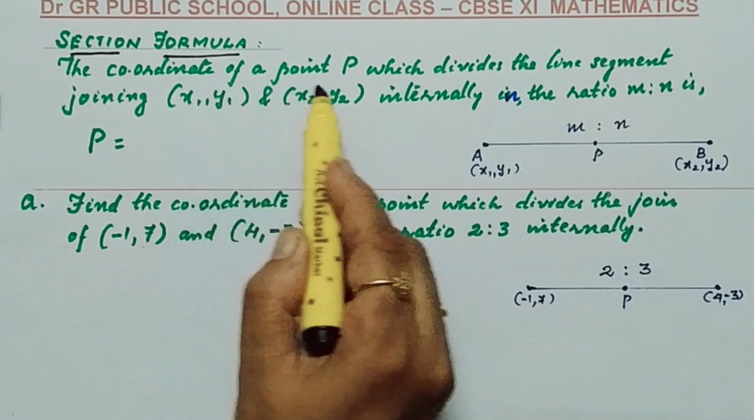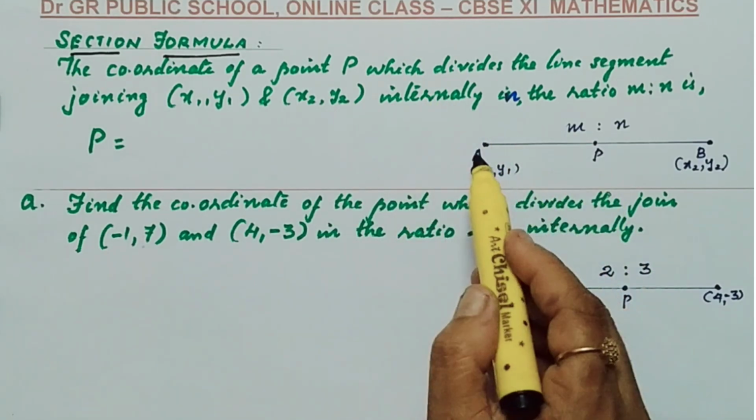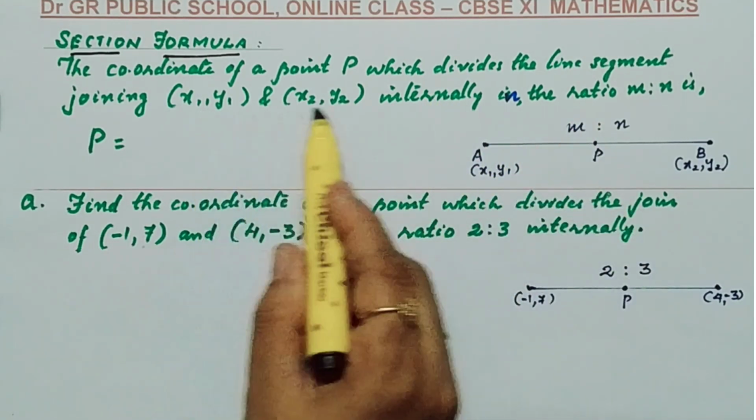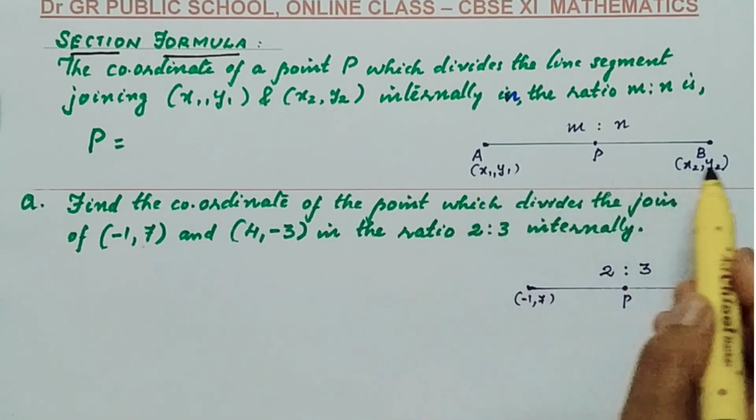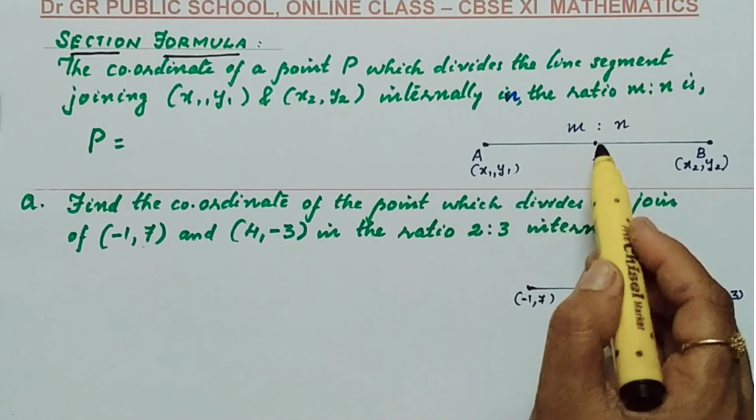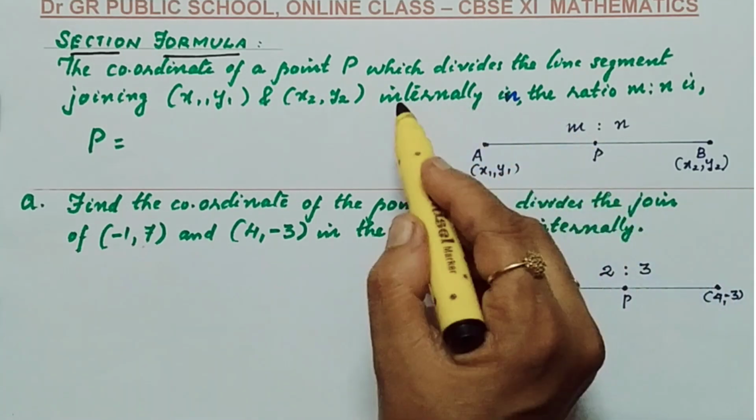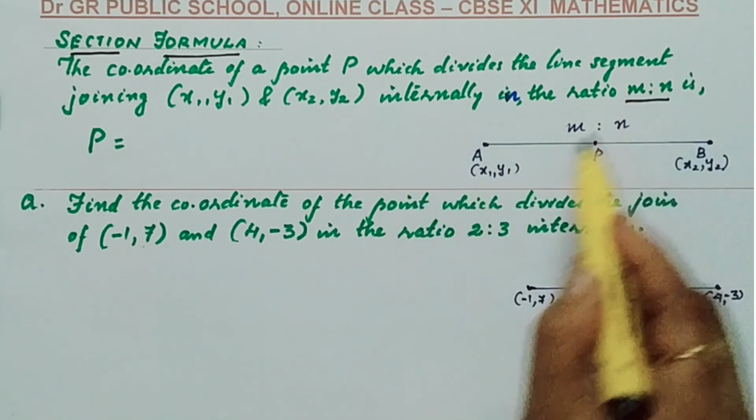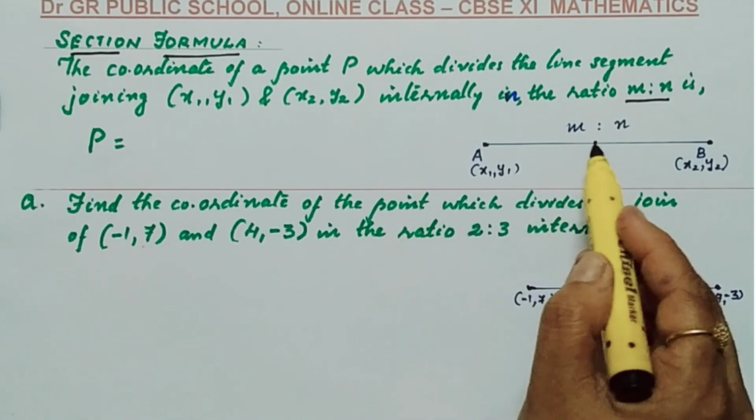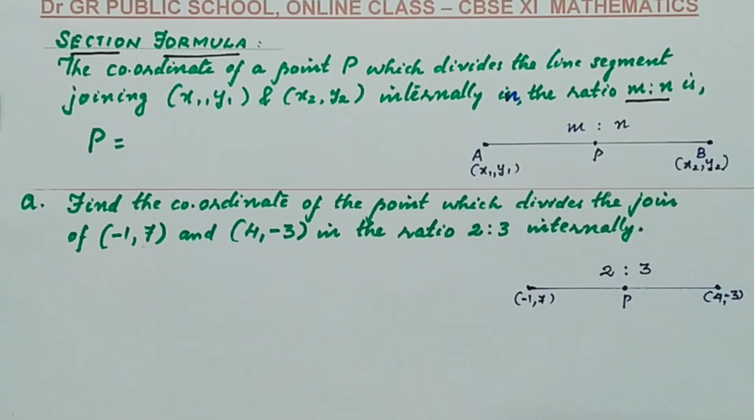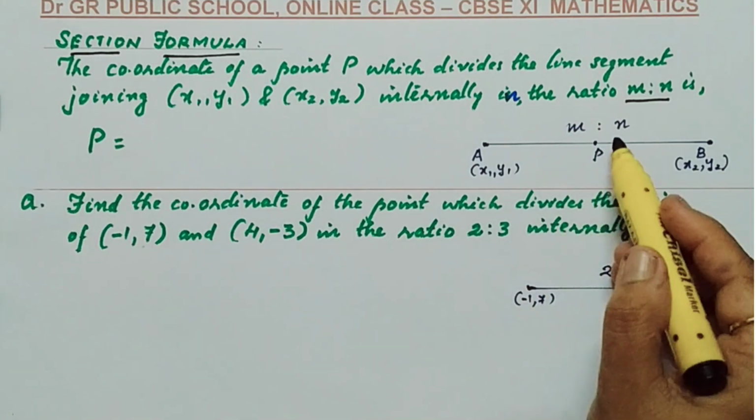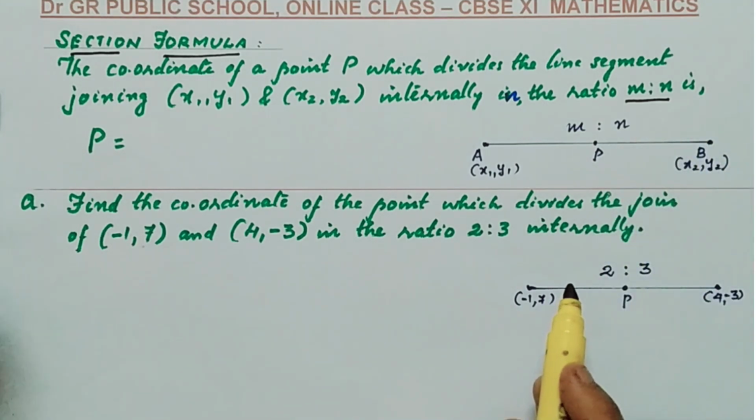The coordinate of a point P which divides the line segment joining 2 points, x1, y1 and x2, y2. To find the coordinate of the point P, the condition is that it divides internally in the ratio m:n. Internally means the point P lies in between, in the internal part of A and B. Externally means that the point P lies outside the line segment AB. External division has another formula. We are going to study the formula for internal division.